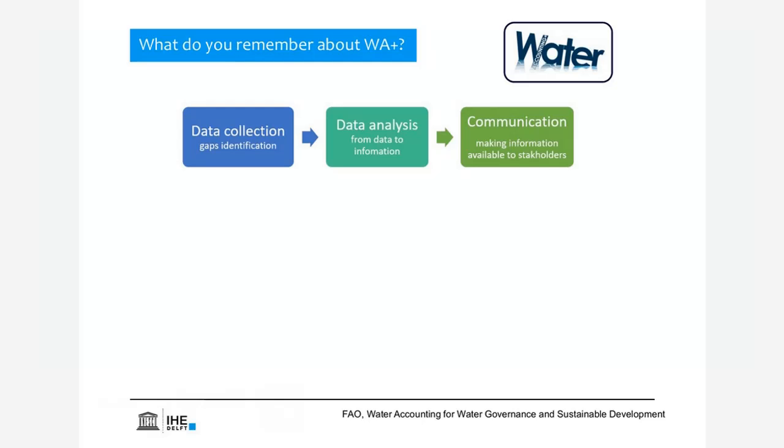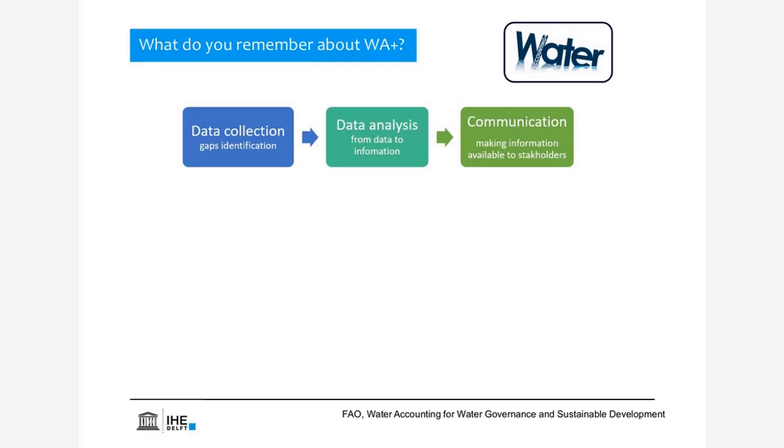So we have three major steps in water accounting. We have data collection and also identification of possible gaps in our data, analysis of the data, what we do, which type of information we can extract from the data, and then the communication aspect. So we want a stakeholder to actually benefit from the data.